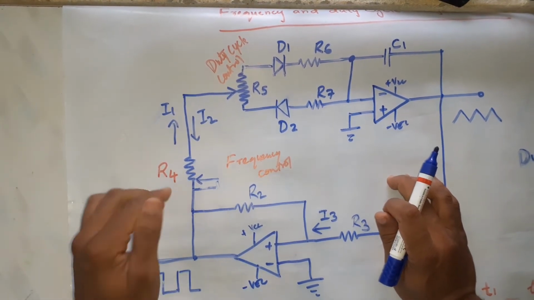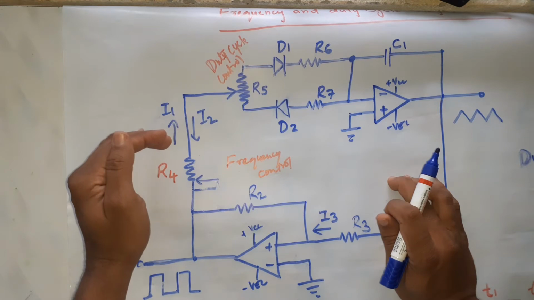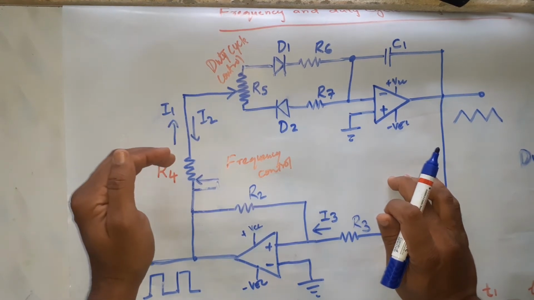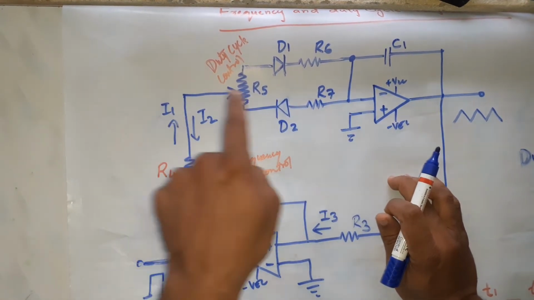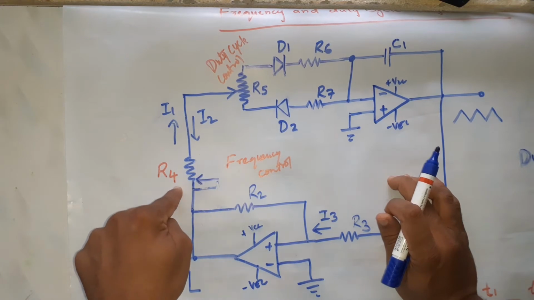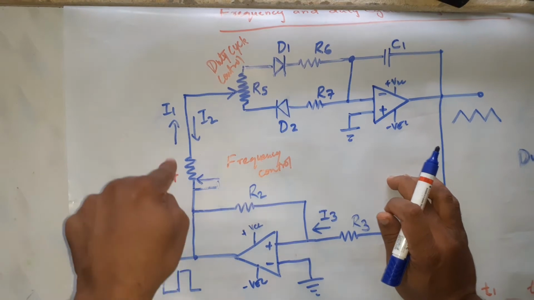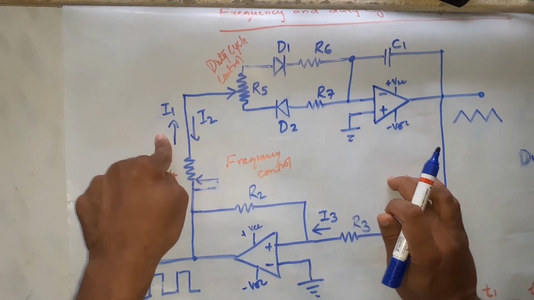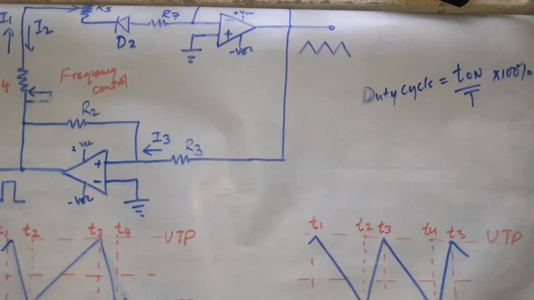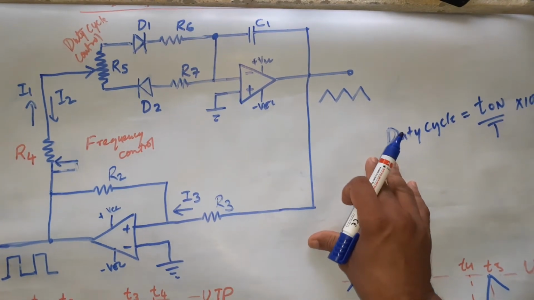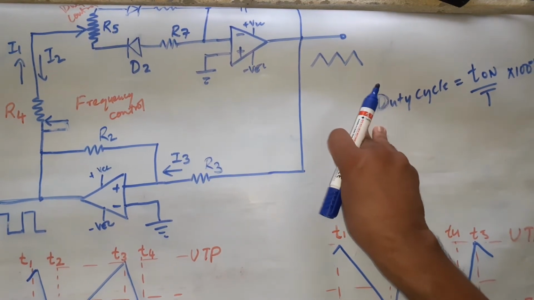So I can say, by increasing resistor R4, what happens to your current I1? Current I1 decreases. So this will reduce the capacitor charging current. The capacitor charging current is I1. So I1 is decreased because of the increase in R4, because we have connected the full resistor R4. So this will reduce our current I1, where I1 is the charging current. So the charging current is decreased. So what happens here?